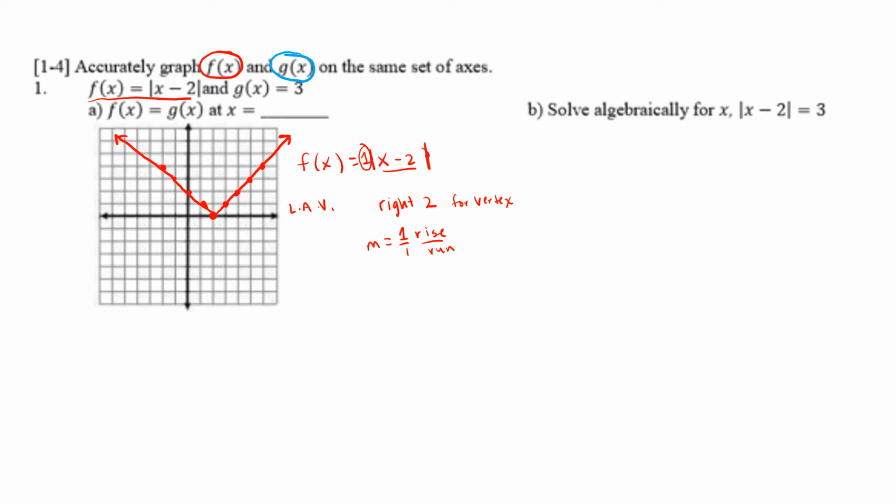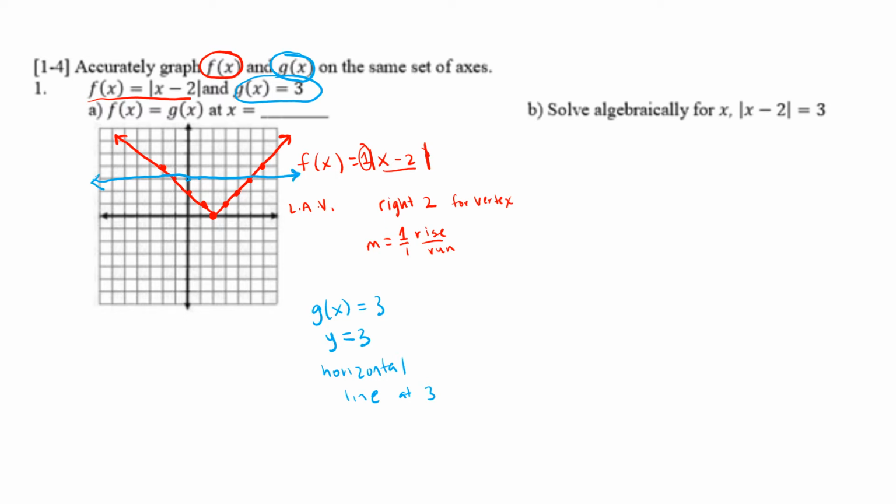For our next graph, we have this g of x equals 3. G of x equals 3 is the same as y equals 3 because g of x and y are essentially interchangeable. What y equals 3 is, it's a horizontal line at 3. So we just go up to 3, 1, 2, 3, that's like right here. And we're going to draw a horizontal line along that value of 3, giving us something that looks like that.